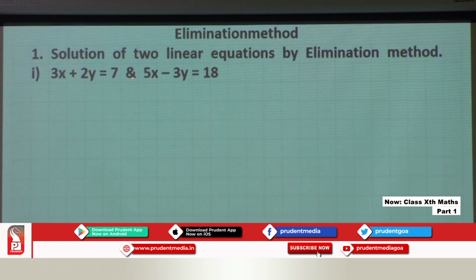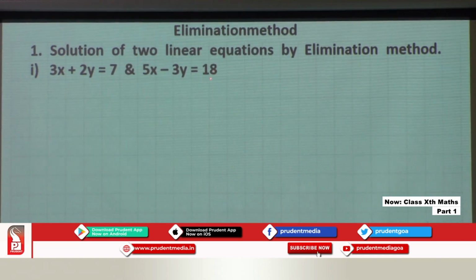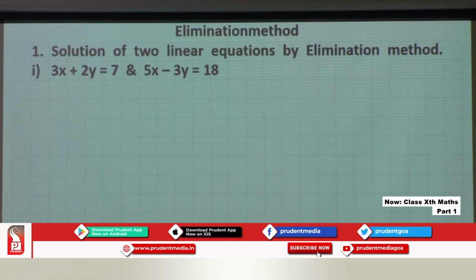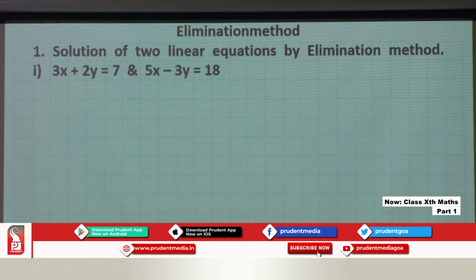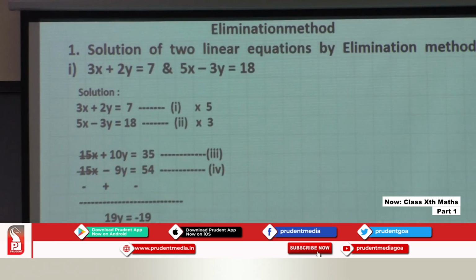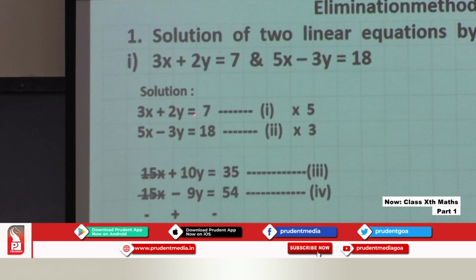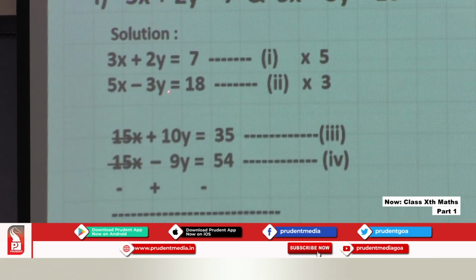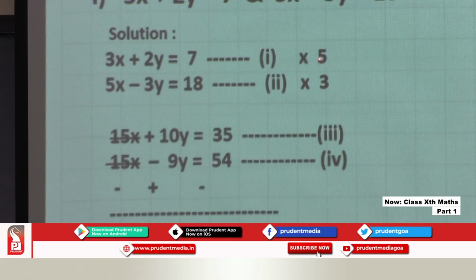3x plus 2y is equal to 7, and 5x minus 3y is equal to 18. Let me display the solution and explain the steps also. I have taken the first equation, 3x plus 2y is equal to 7, and 5x minus 3y is equal to 18. Now see here, I have taken the coefficient of x of the second equation, 5, and multiplied it to the first equation. And I have taken the coefficient of x of the first equation, that is 3, and multiplied it to the second equation.